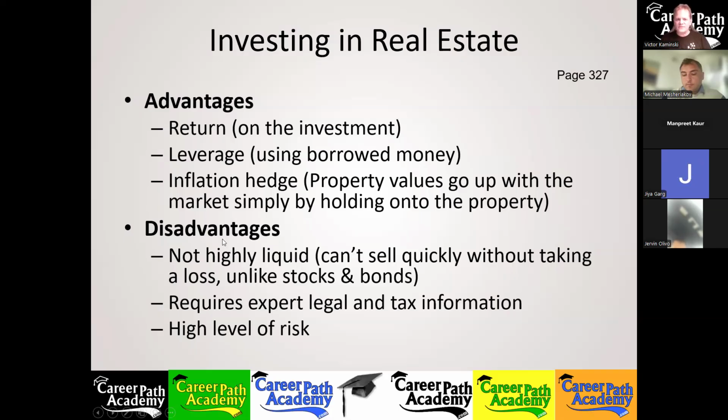Now, what are some of the disadvantages of real estate as the investment vehicle? Well, it's not highly liquid, meaning you can't sell it really quick without taking some sort of a loss. Unlike stocks or bonds where you could buy it now and then in an hour the market could swing and you could sell it and make money. Real estate you typically cannot do that. It's not that liquid. It requires expert legal and tax information, and there's a high level of risk involved if you don't know what you're doing, because there's a lot of money involved too.